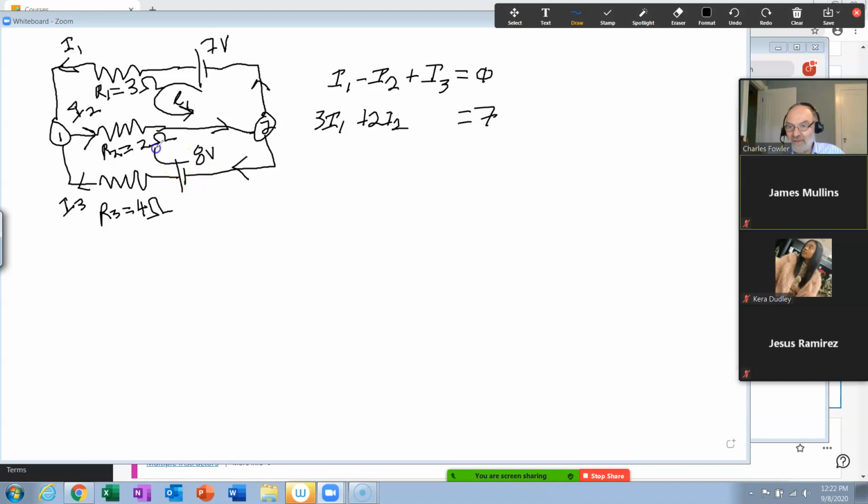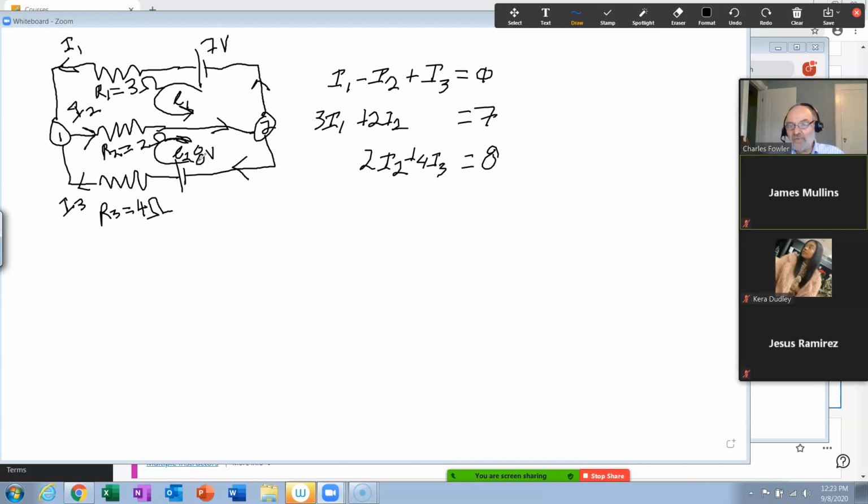Down here we're going to do the same thing, but have loop 2 going in this direction. My positive voltage here is going to be 8, so I'm going to write that on this side. That's 8 here. And then what we have here is 2I2, and what we have here is plus 4I3. So there's our second loop. This is loop 2. And that's all we need.